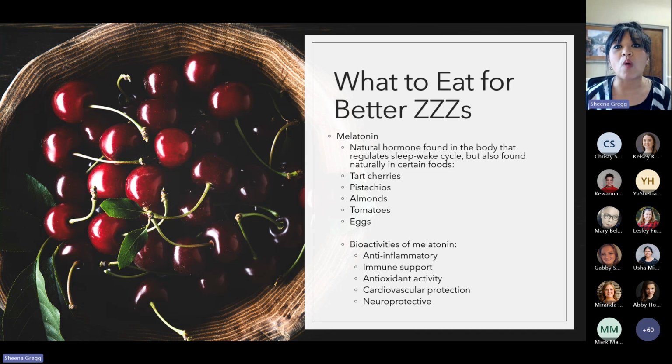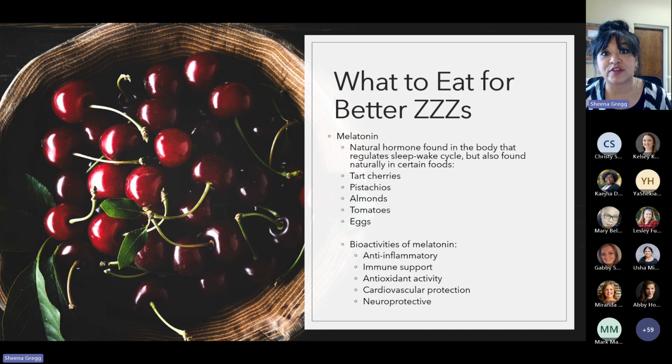Also, we want to take melatonin at the right time. You want to take it anywhere between a half hour to an hour before your desired bedtime. It's going to really help regulate your body's internal clock. You want to use this for specific situations, so we don't want to get in a habit of taking it daily, as just one of many things that we take, like a multivitamin. We don't want it to be that kind of situation.